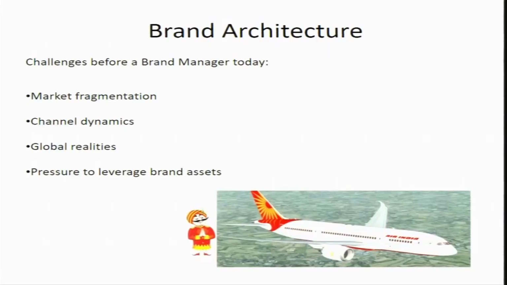The second challenge they are facing is channel dynamics. Channels are also becoming more and more different and multiple. Earlier, it was very simple. A manufacturer would manufacture the product, then the product would move from manufacturer to stockist, from stockist to wholesaler, from wholesaler to retailer, and from the retailer the consumer would go and buy and consume. So, this was the conventional channel that everybody used, but today there are several other channels available in the marketplace.